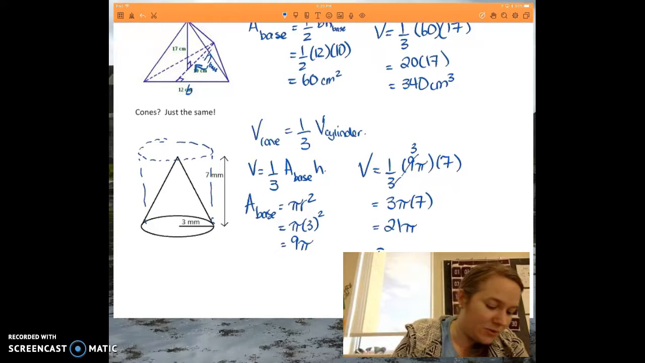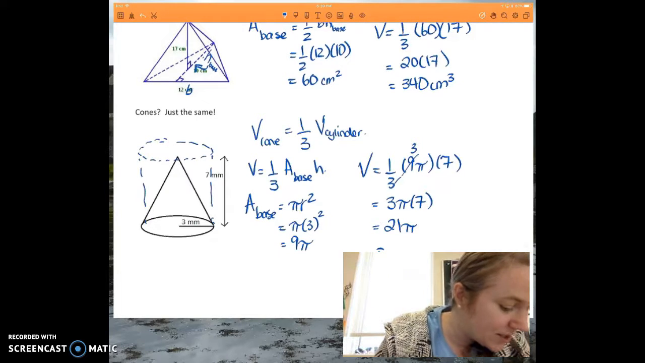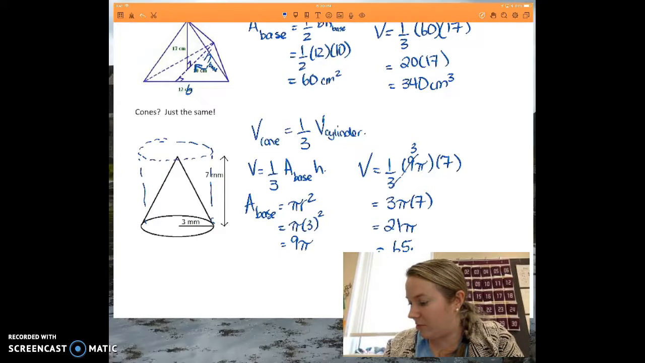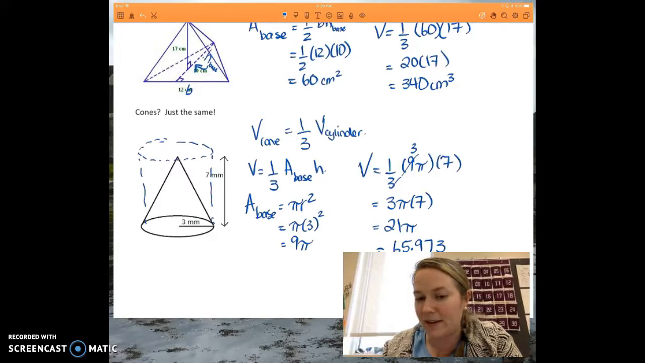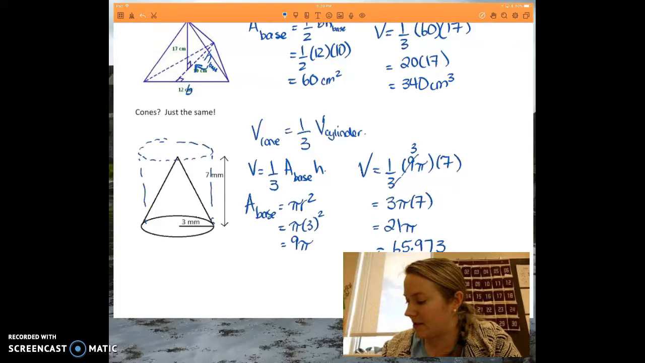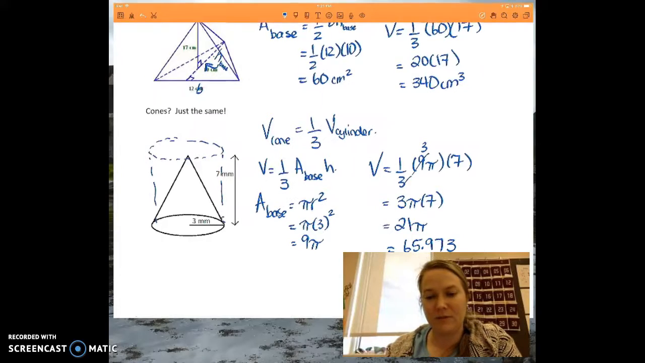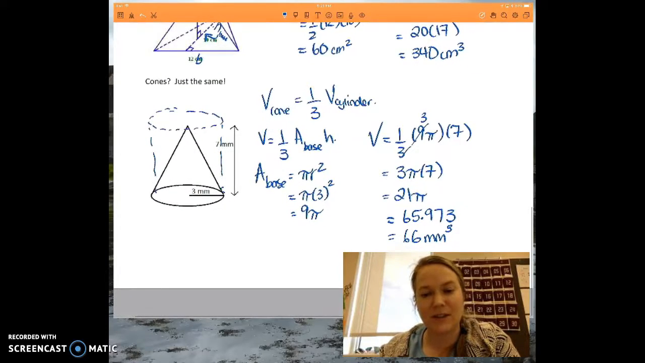Now I'm going to work it out. 21 times pi is 65.973. I have only one digit in my question, so I'm going to round that to no decimal places. I'm going to round it up to 66 millimeters cubed, like that. And all of, oh, you guys can't see that, 66 millimeters cubed right there.